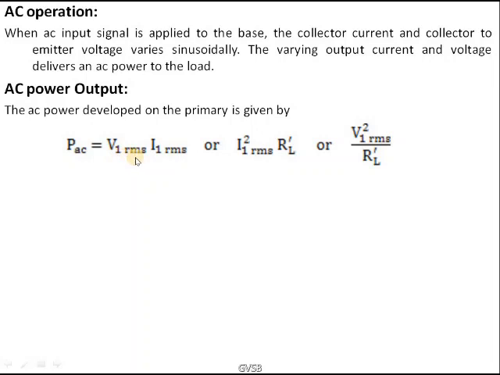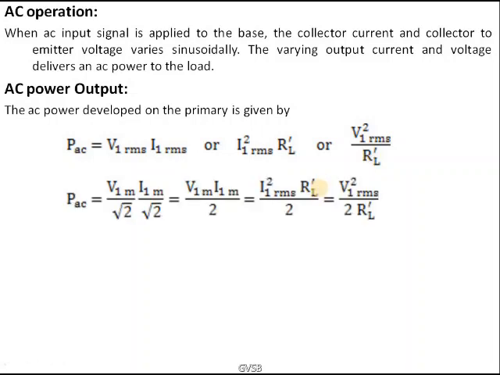So V1 is the primary voltage and I1 is the primary current. These AC voltages and AC currents are always represented in the form of RMS values, root mean square values. V can be written in terms of I as V is equal to I RL, so the equation can also be written as I1 RMS square into RL dash, or else if we replace I in terms of V, I is equal to V by R, we will get V1 RMS square divided by RL dash.